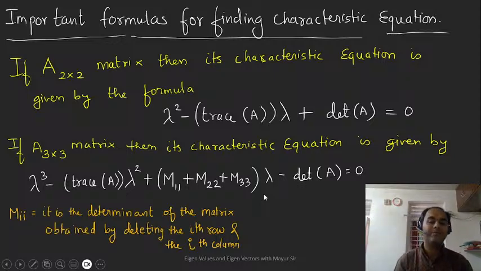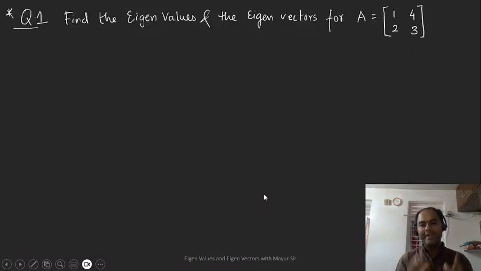Now let us go further with the example. We take up this very small example, a 2 cross 2 example, to understand how things work. Later on we will see a 3 cross 3. Just after this example we will see a 3 cross 3.